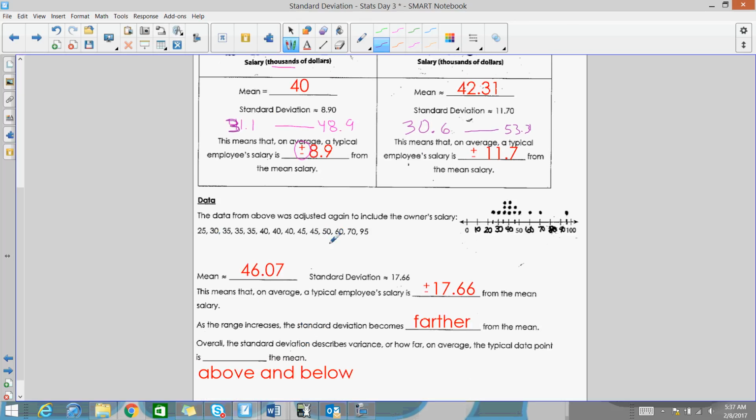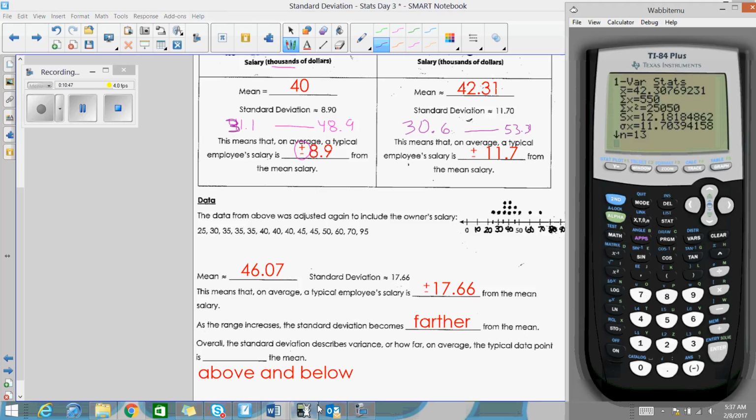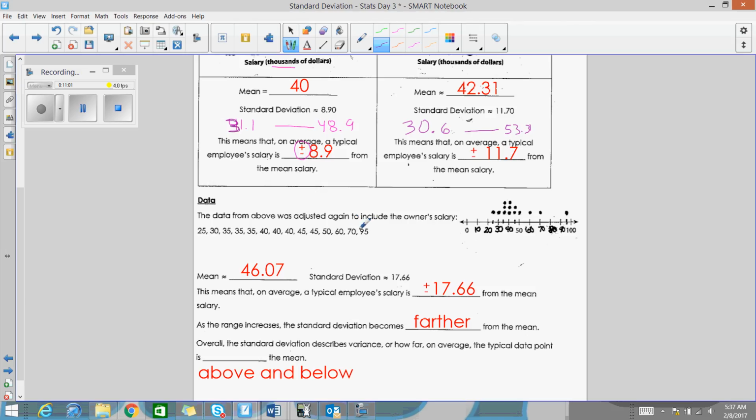So what we're going to do right here, we're going to adjust the salary one more time up here. So I'm going back to my calculator. We're going to adjust the salary. So go back to stat, go to edit, and you can scroll down easier than I can. I don't know why mine's going really slow. But we're going to type in one more salary. We added the owner's salary of $95,000.